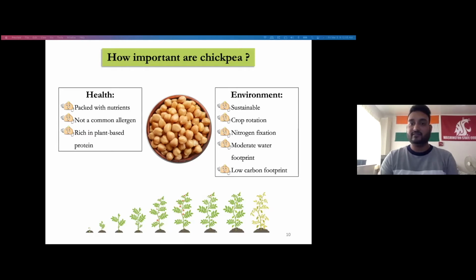chickpea only uses about 500 gallons of water for every 1 pound of chickpea produced, and they have a pretty low carbon footprint compared to crops like corn or soybean. They only produce about 0.5 pounds of carbon dioxide per pound of chickpea produced. So pesticides and fungicides are the major chemical inputs that can go into chickpea production, and that's where my research plays a small role, trying to reduce the fungicide input as well.